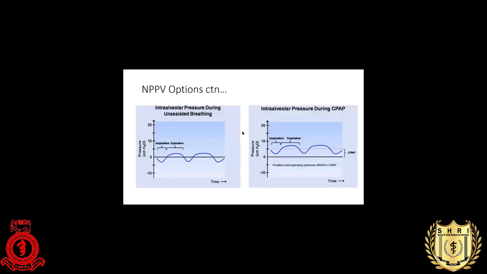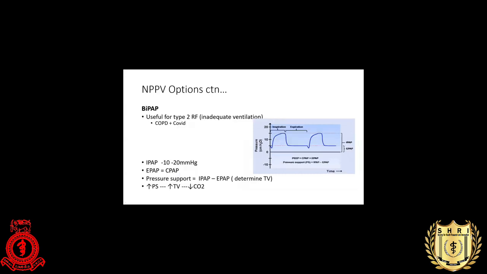This is a diagram. These two graphs show the intra-alveolar pressure during unassisted breathing and in a patient who is on CPAP. You can see continuous positive airway pressure throughout the breathing. Okay, let's move to the BiPAP mode.